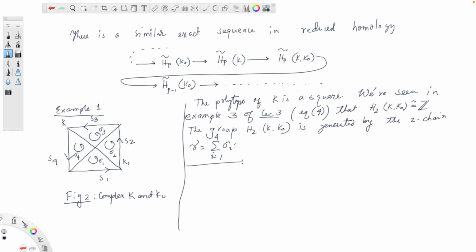Now check that H1 of K0 is isomorphic to Z, right? And is generated by the sum of the elementary one chains S1 plus S2 plus S3 plus S4.